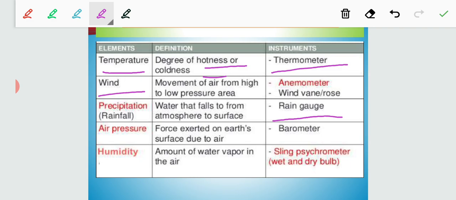Then comes air pressure. The force that is exerted on the earth by air is termed as air pressure or atmospheric pressure, and the instrument is the barometer. And lastly, humidity. The amount of water vapor that is present in the air is considered as humidity, and the instruments used to measure humidity are the sling psychrometer and the wet and dry bulb thermometer. So these are considered as the elements of weather and climate, their definitions and the instruments by which we can measure them.